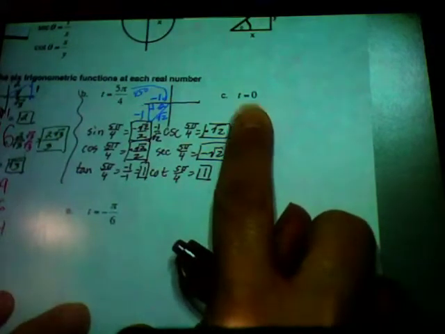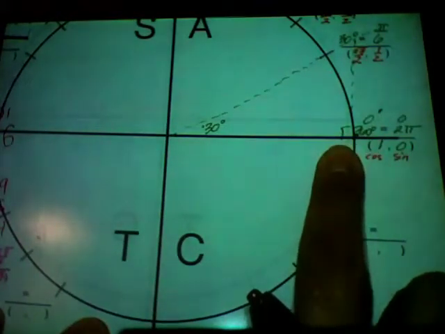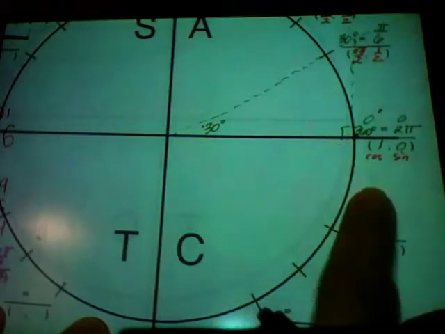At 0 degrees, what's the ordered pair? This is, well, at 0 radians or 0 degrees. 0 radians, isn't that right here? Do you see what I'm saying? Isn't that also 0 radians? So what's the ordered pair? 1, 0, and our degree is 0.